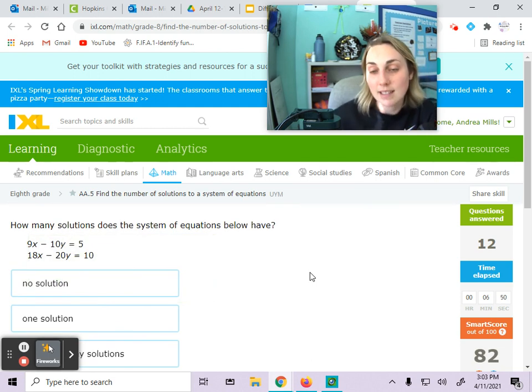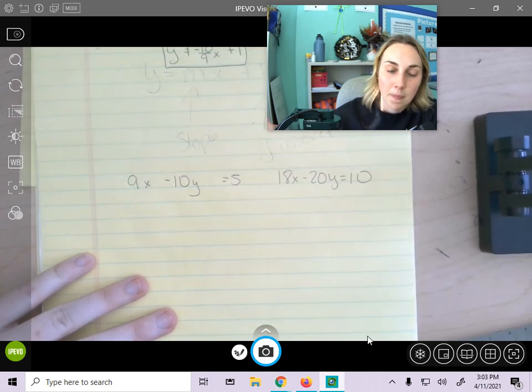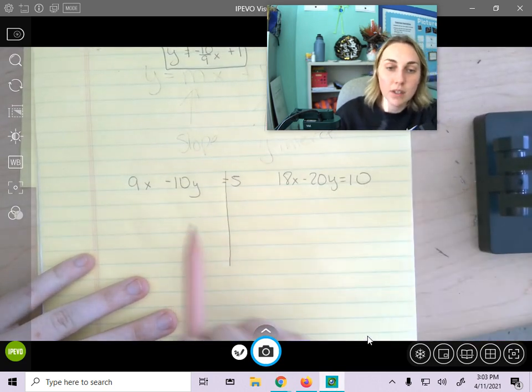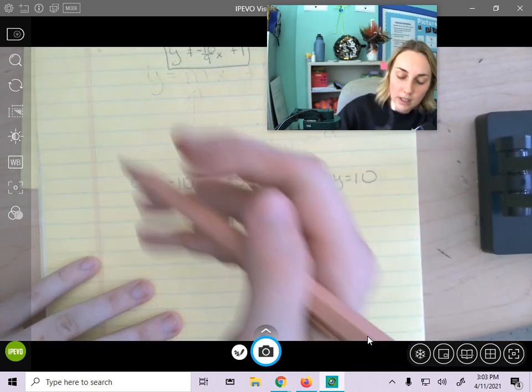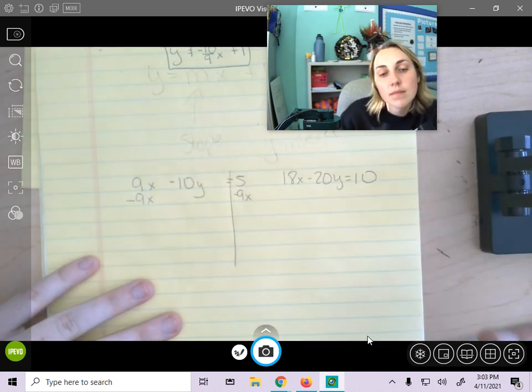Okay, this is going to be my last example, and I'm going to leave y'all to it. So I'm going to write down both, and I'm going to change them both into slope-intercept form and compare them. Same thing. I want to get y by itself, so I need to get rid of this 9x first. To do that, I've got to do the opposite of 9x. I'm going to subtract it on both sides.